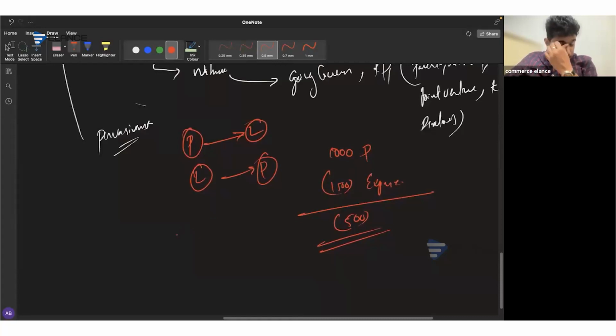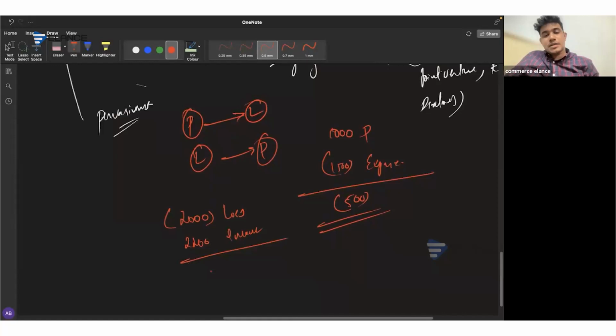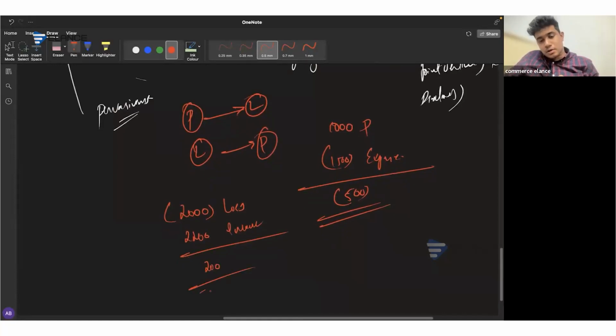Or consider that the company was already in a loss of 2,000 and there's a misstatement of 2,200, which was an income. And if this mistake is adjusted, then the company will report a profit of 200. Then that amount of mistake will be pervasive because it has restated reported loss to profit or profit to loss.